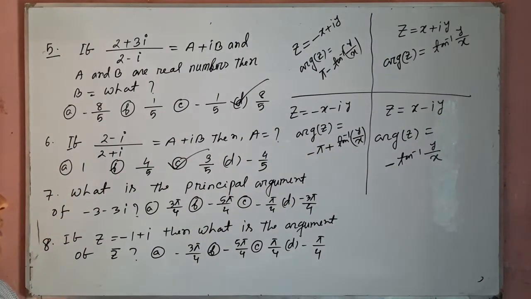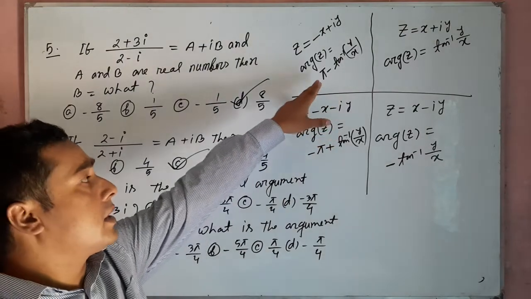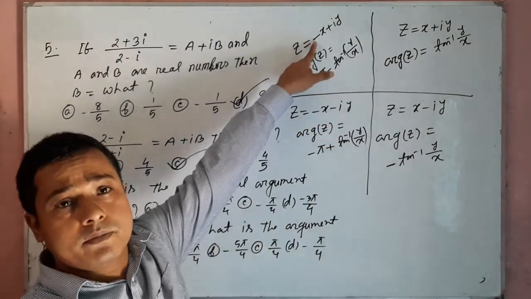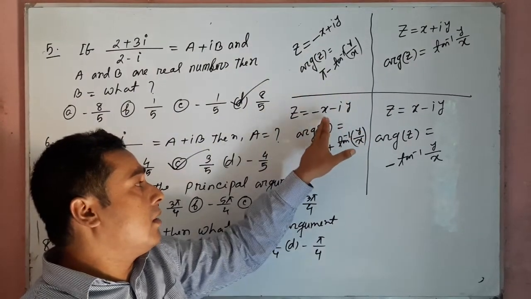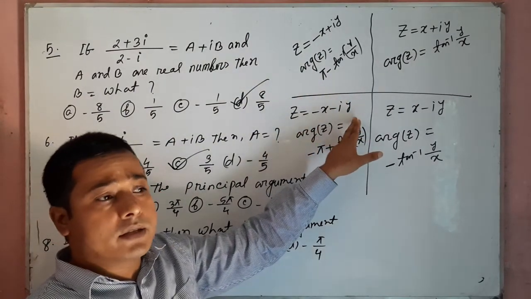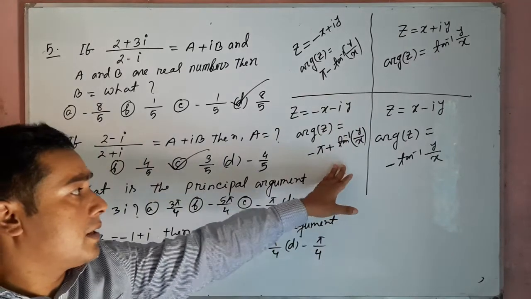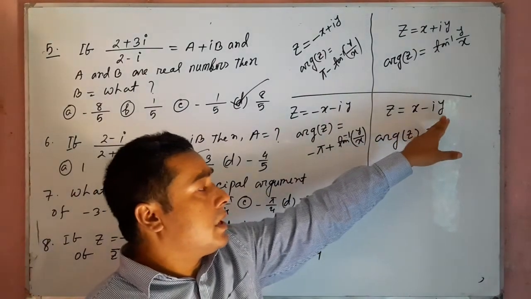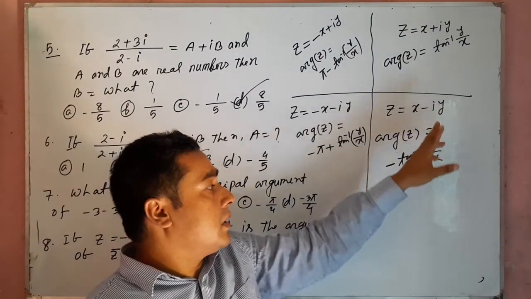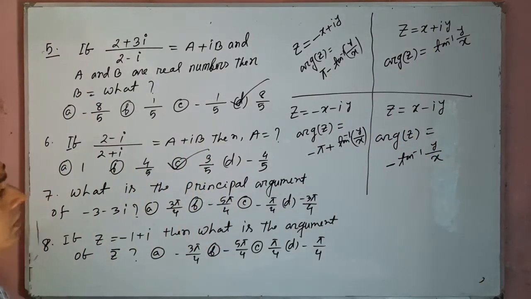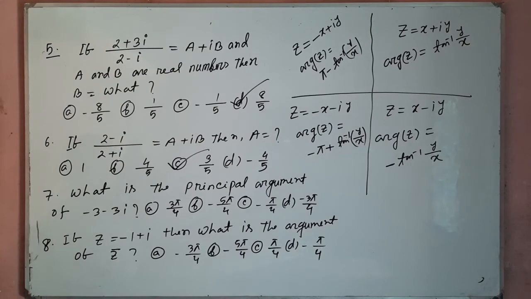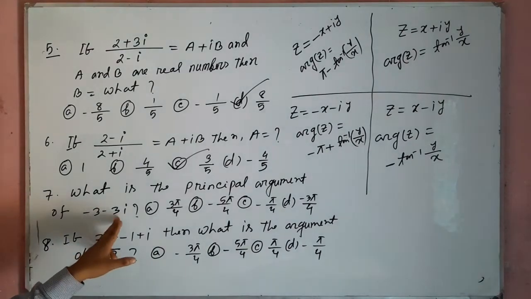If it lies in the first quadrant, this; in the second quadrant, x will be negative, the value on the real axis will be negative. Here, real and imaginary values both are negative. Here the imaginary axis value will be negative, then it is the fourth quadrant. Now how can we find the principal argument of minus 3 minus 3i?